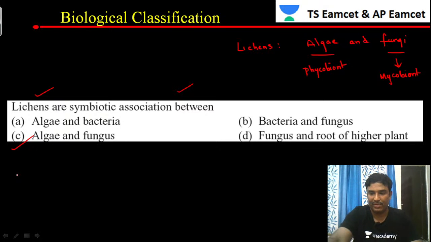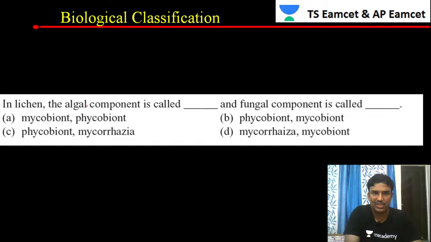Now let's move to the next question. Just now we discussed that in lichens, the algal partner is called dash and the fungal partner is called dash. The algal partner is called phycobiont and the fungal partner is called mycobiont. So I think option B. Yes, very good, Komala. Phycobiont and mycobiont will be the answer.